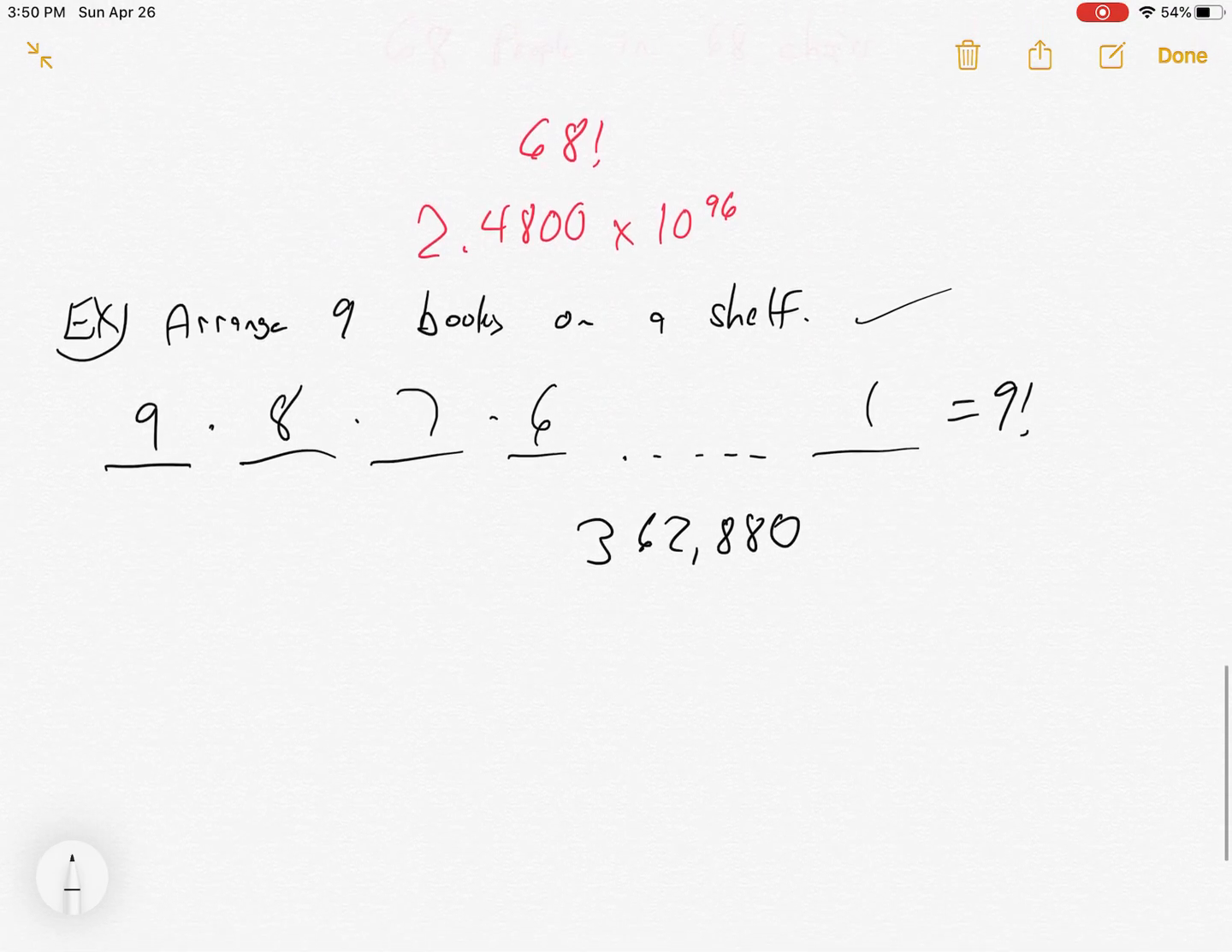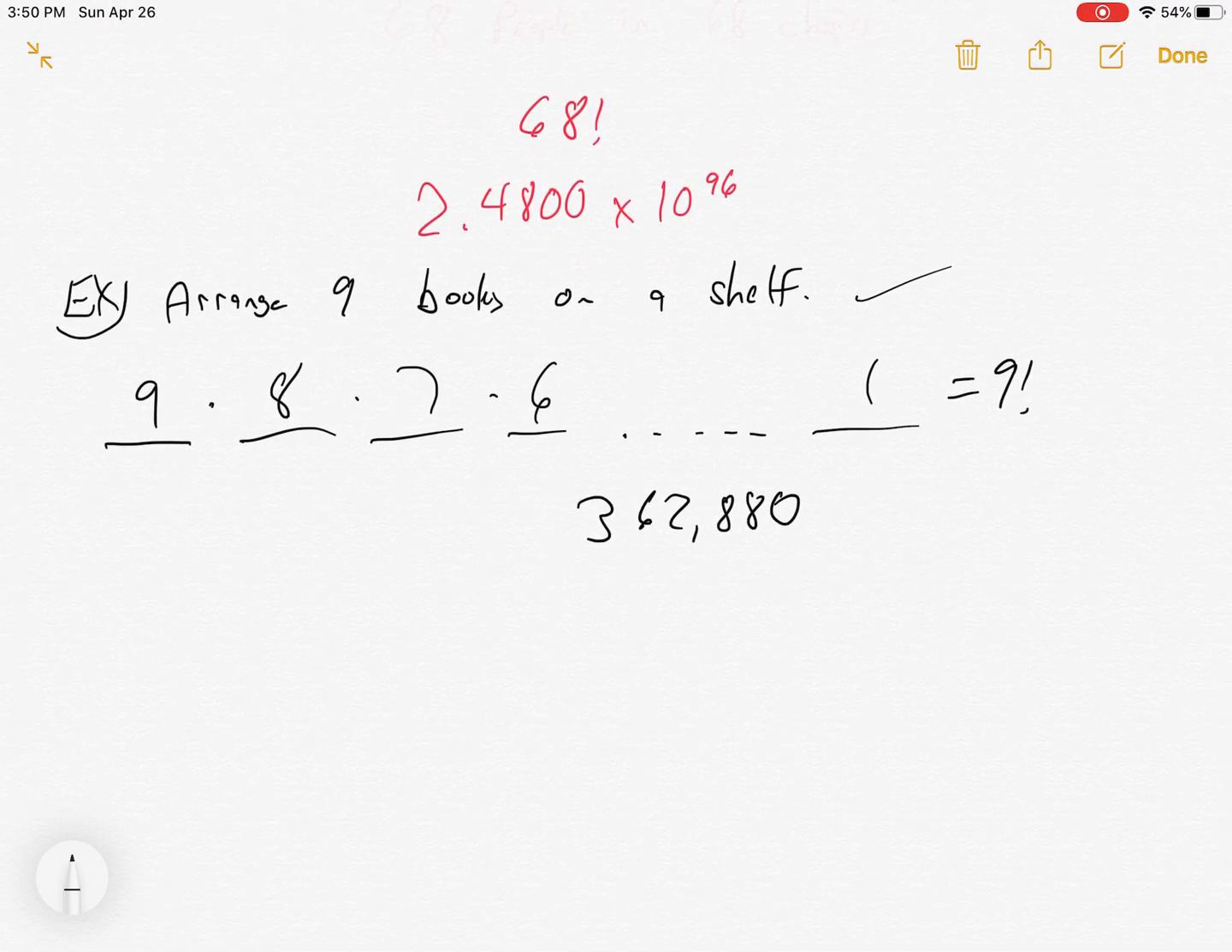Now, if you were to do it multiple times a day, maybe you can get it done in your lifetime. But that would not be a very satisfying nor fulfilling life, would it? But that's a common question. Arranging books on a shelf. Think factorial.